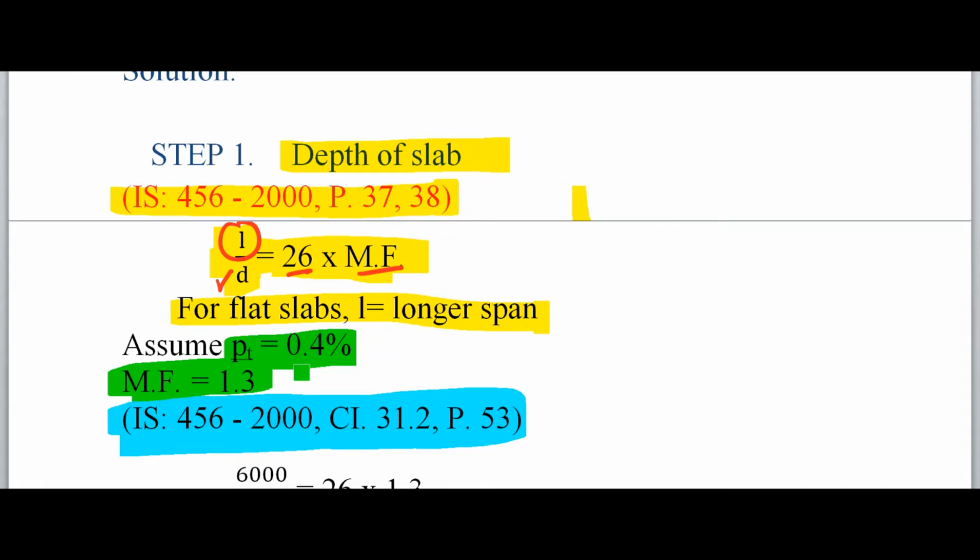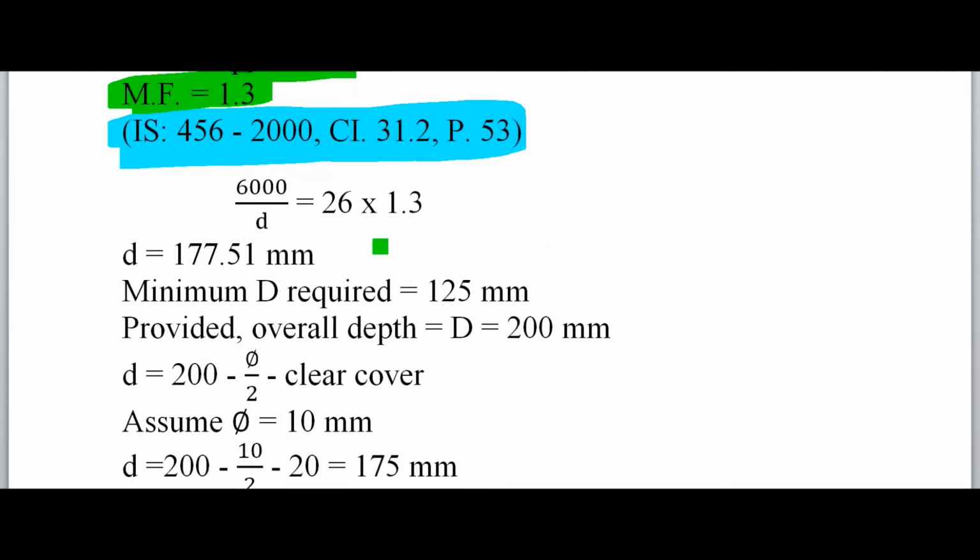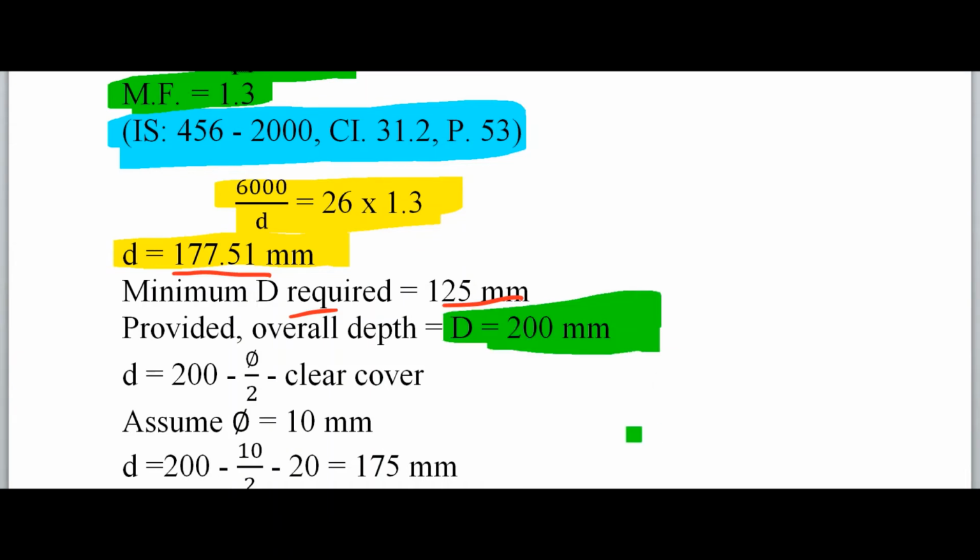So all these values we are going to put in this equation. By solving the equation we can find out depth 177.51 mm. This is the depth. Minimum depth is okay. Minimum depth required is 125 mm. We discussed this in the theoretical concept. Okay. So provided overall depth is 200 mm.